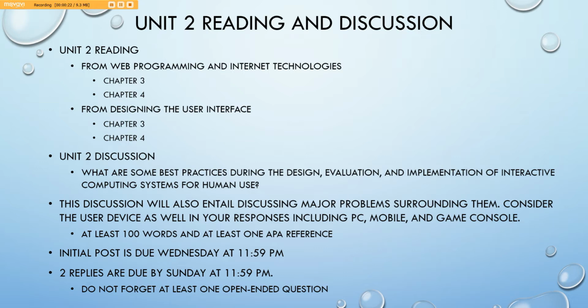What are some best practices during the design, evaluation, and implementation of interactive computer systems for human use? This discussion will also entail discussing major problems surrounding them. Consider the user device as well in your response, including PC, mobile, and game consoles. At least 100 words and at least one APA reference.